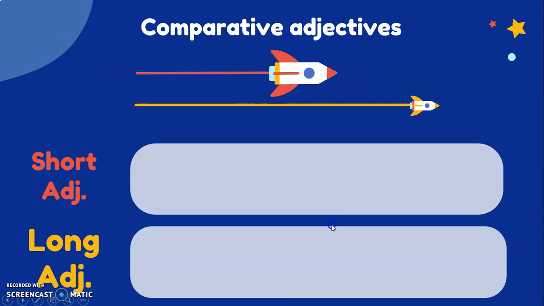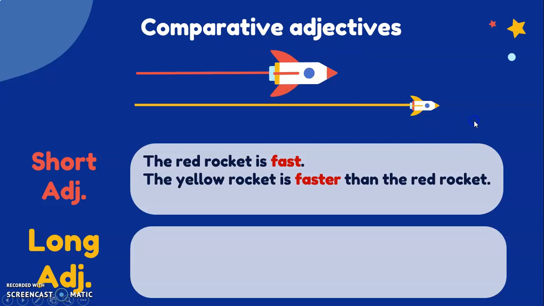So we compare different nouns. Let's look at this example. We have 2 rockets here. You can see that the red rocket is fast. However, the yellow rocket is faster, right? Here, faster is the comparative adjective form of the original word fast. So by adding er, we are comparing 2 things.